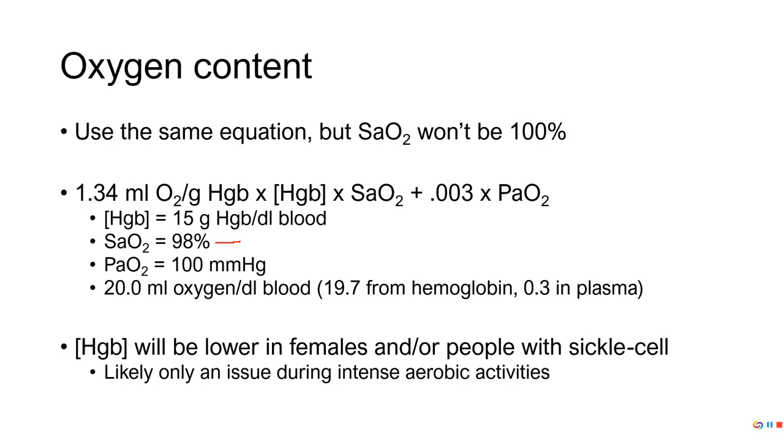Okay, so also important to note that women and people with sickle cell likely have lower hemoglobin concentrations, and so they might be affected during intense aerobic activities, meaning their performance will be decreased. I forgot we have one more equation.